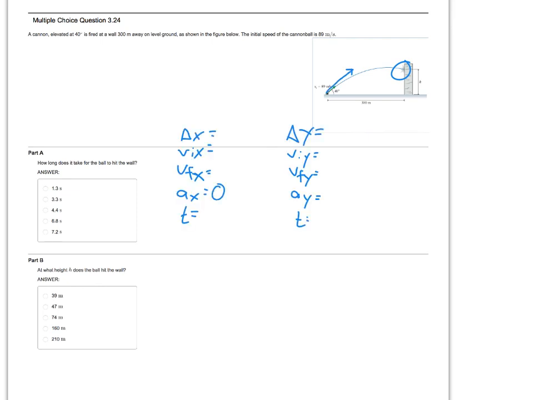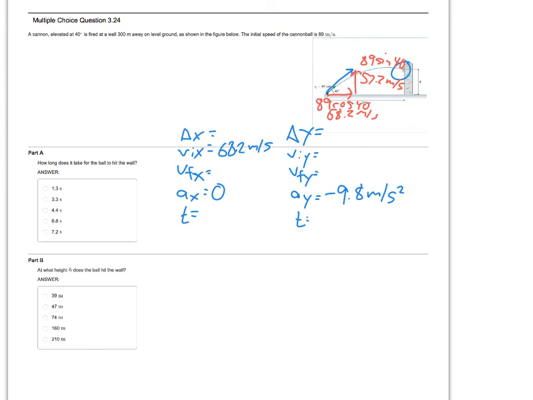So I know my x acceleration is 0, my y acceleration is negative 9.8 meters per second squared. And I can go ahead and take that initial velocity and break it into x and y directions. So I have 89 at an angle of 40, so that means the x is going to be 89 cosine of 40, which gives me 68.2 meters per second. I know my y is going to be 89 times the sine of 40, which gives me 57.2 meters per second.